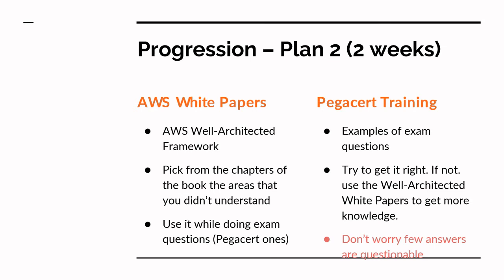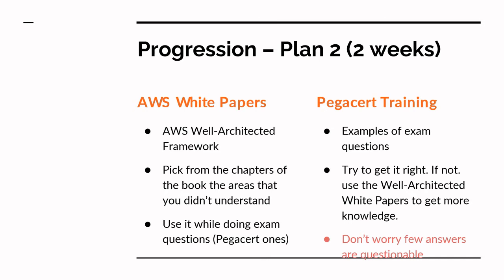Progression plan number 2, the next 2 weeks. So we are here in weeks 3 and 4. AWS white papers. You're gonna focus on the AWS Well-Architected Framework. This is the white paper you're gonna focus on. You pick from the chapters of the book the areas that you didn't understand. So you had this piece of paper where you've written all those different concepts that you didn't get. So you're gonna go in this book just to check them. Use it while doing the exam questions.